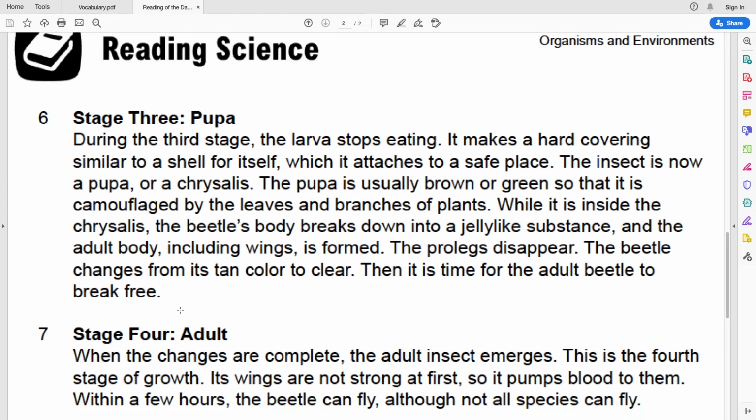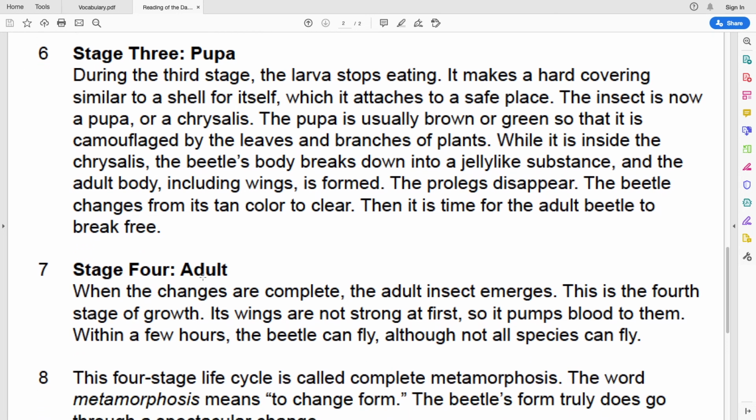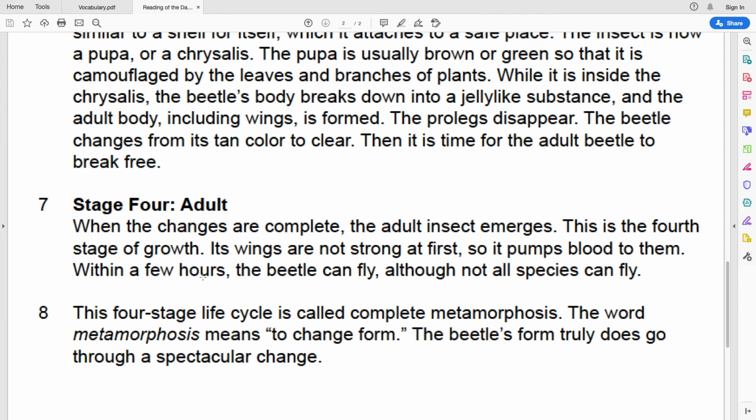So, guys, it's kind of curious right here. On stage 2, they were able to move, right? They were able to go from one place to another. They even had legs, right? But now, when they are on stage 3, which is called the pupa stage, they cannot move. They use a shell to cover themselves, and they stay there for a couple of weeks, and then they break free in order to start their actual life, which is stage 4, adult.